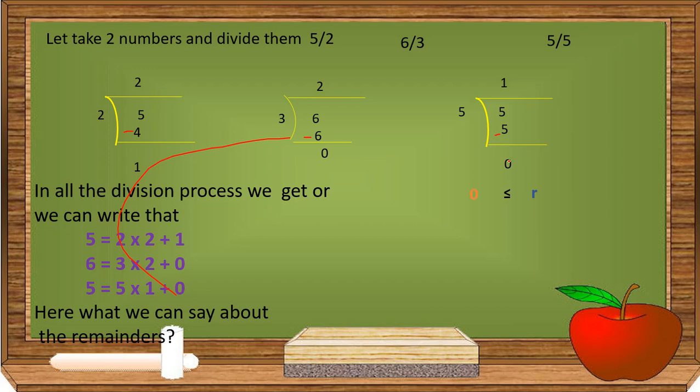Now again, observe here. This 0, that is the remainder, is less than 5. Here this 0 is less than 3. Here this 1 is less than 2. So we conclude that the remainder is also less than this b. Now b is our divisor.